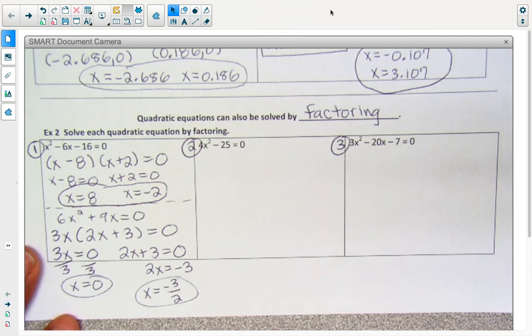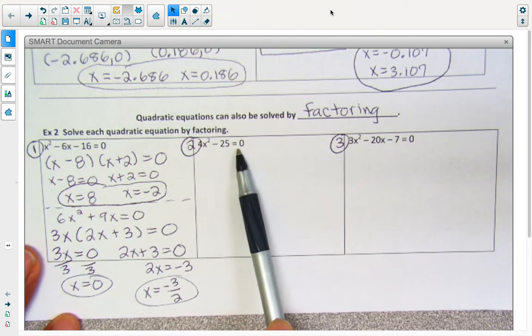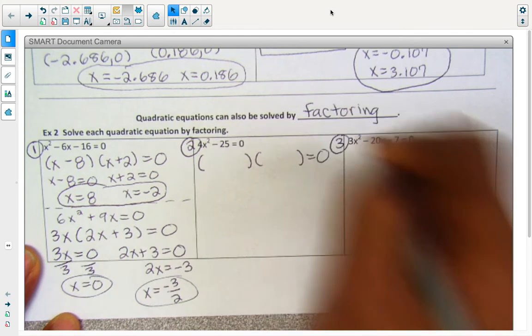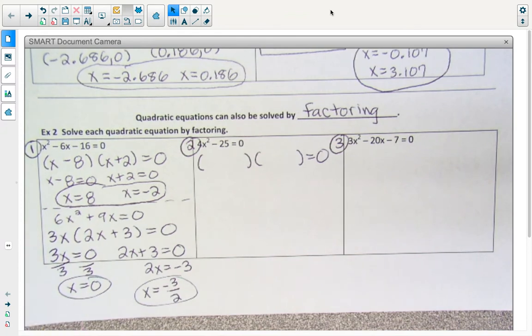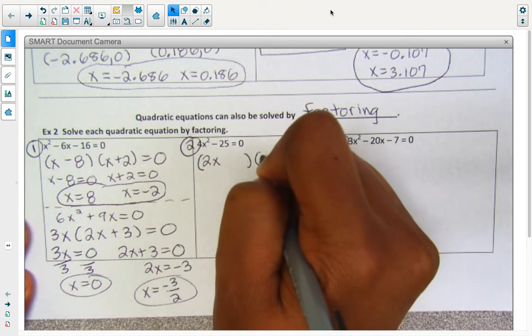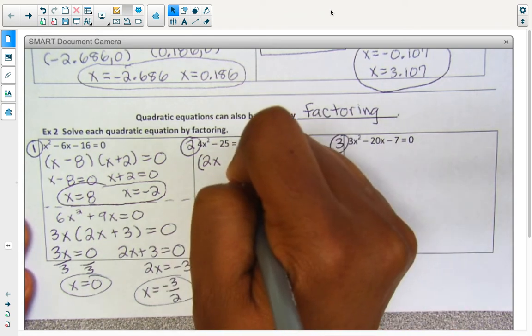All right, moving on. So we had 2 examples there on factoring. Number 2, 4x squared minus 25 equals 0. Both of these are perfect square numbers. 2 times 2 gives me 4, and 5 times 5 gives me 25. So that's how I know that these are perfect square numbers. That means that these are going to factor into the same thing. So 4x squared is going to give me 2x and 2x. And then negative 25 is going to factor into 5 and 5.